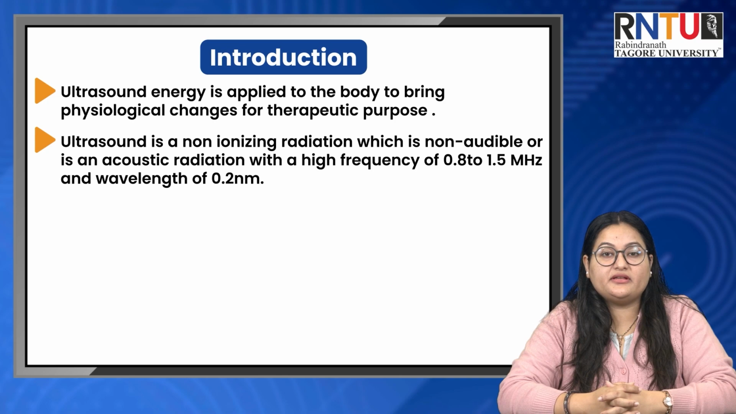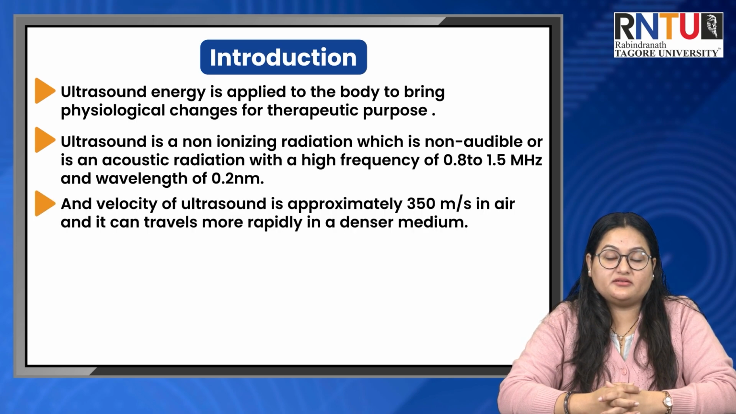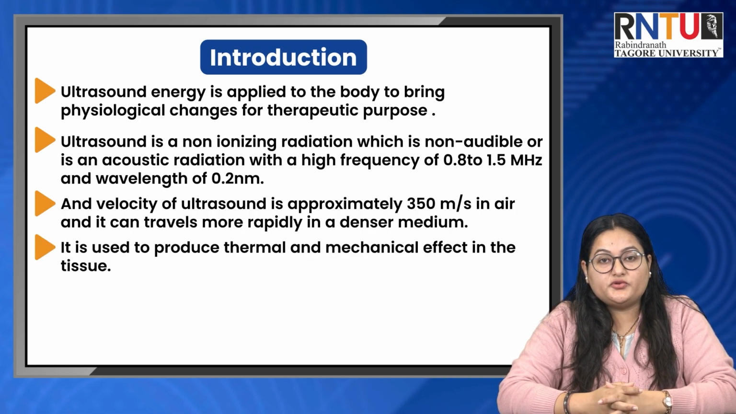Ultrasound is a non-ionizing radiation which is non-audible and acoustic radiation with a high frequency of 0.8 to 1.5 megahertz and wavelength of 0.2 nanometer. In velocity, at which the waves travel through the medium, the velocity of ultrasound is approximately 350 meters per second in air, and it can travel more rapidly in a denser medium. It is used to produce thermal and mechanical effect in the tissues.